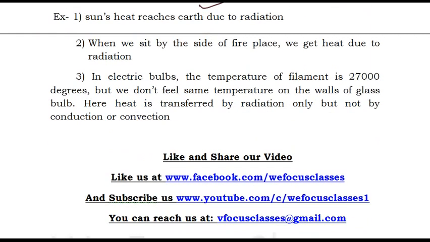When we sit by the side of a fireplace, we get heat, because that is also radiation. You don't require any medium. In an electric bulb, the temperature of the filament is nearly 2,700 degrees, you can imagine. But we don't feel the same temperature, because heat is transferred to the walls of the bulb by radiation only, not by conduction or convection. If it were by conduction, the bulb would also heat up. If it were by convection, you would need something open to allow transfer of matter. It is not by conduction or convection. The heat we get from the electric bulb is because of radiation only.